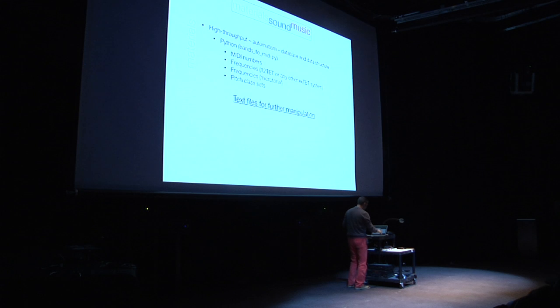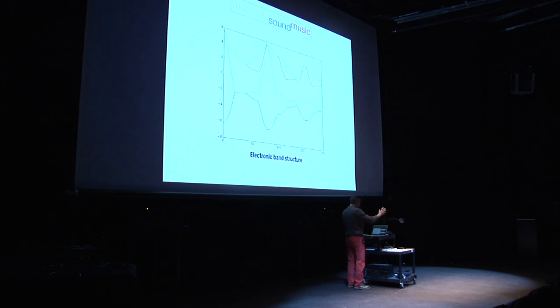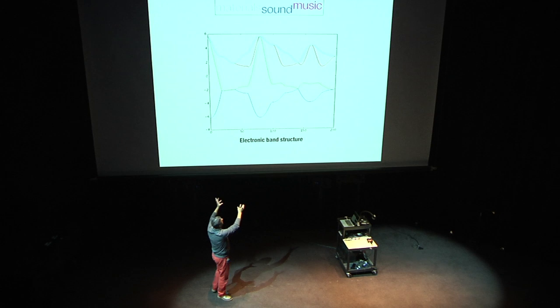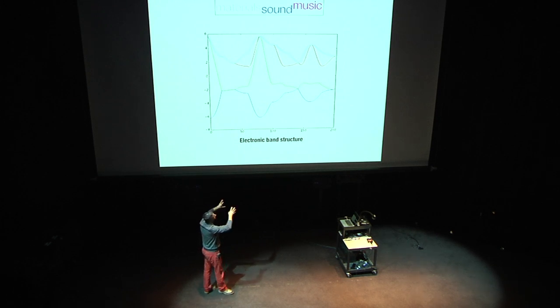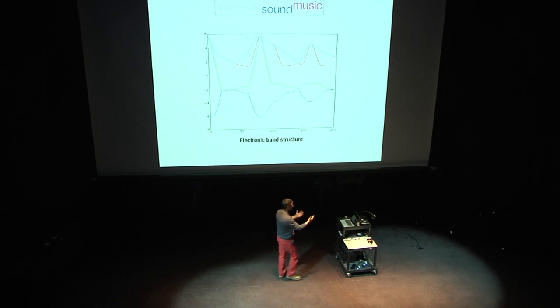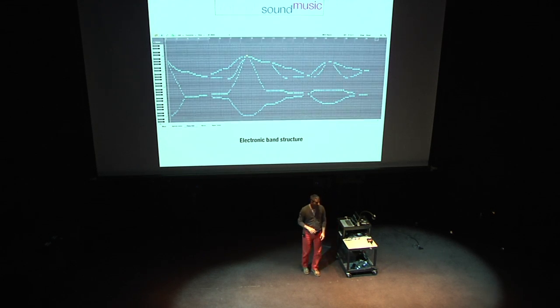Now, let me give you a few examples. This is a typical result, like the one I showed you from the database. This information here tells you something about the behavior of the electrons in silicon. Silicon is the material that makes up 90% of our computers. Well, I can transform this very easily into MIDI, and I can actually play it.